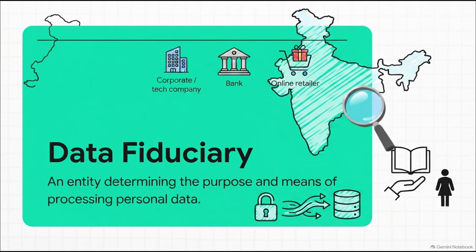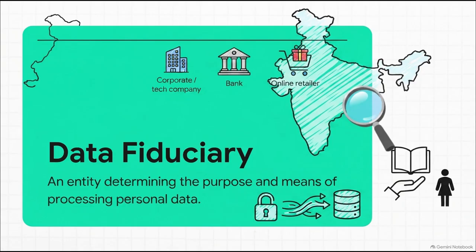This is any entity, a tech company, your bank, an online retailer, that decides exactly why and how your personal data is processed. And notice they use the word fiduciary instead of controller. That's a very deliberate choice. It implies a legal duty of trust and care towards your data, which is a pretty powerful philosophical shift in the law. On the flip side, we have the data principle. Well, that's you.